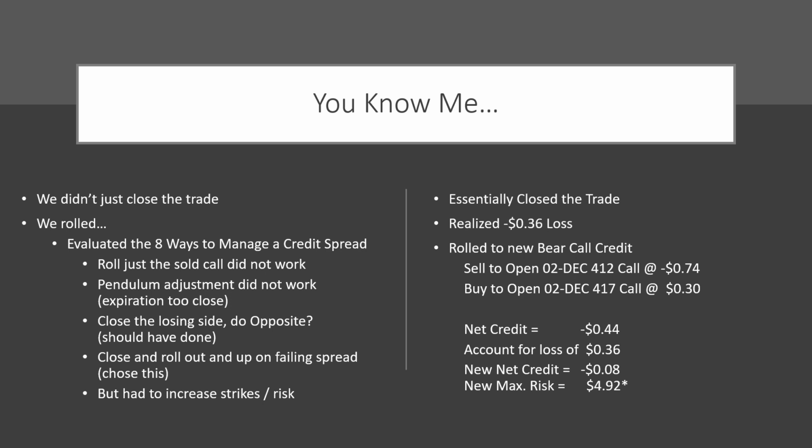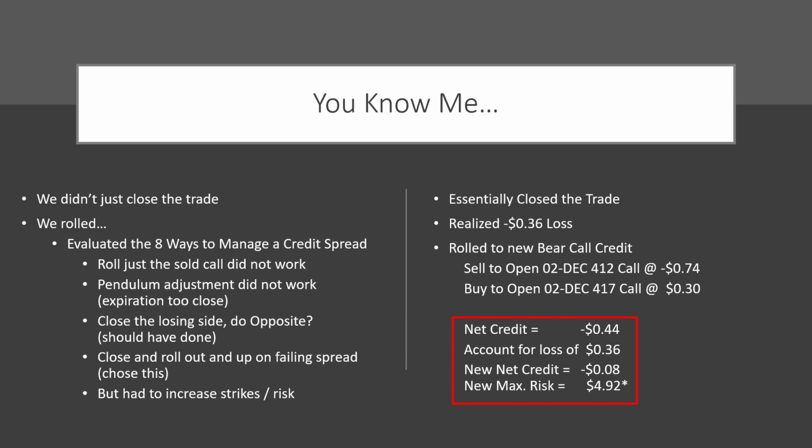So we closed the trade. And we opened a 1 week out, actually 10 days to December 2nd, bear call spread by selling the 412 call for December 2nd on SPY at 74 cents and buying to open a 417 strike call, 5 points apart now instead of 2, for 30 cents. This would give us a net credit of 44 cents for that 10-day bear call spread, but we have to account for the realized loss of 36 cents on our failed 0 days to expiration Iron Condor.